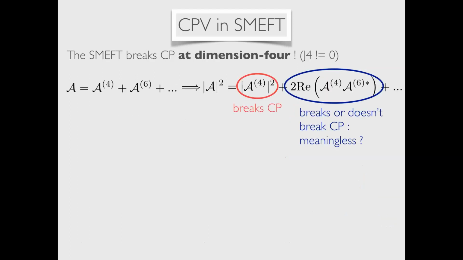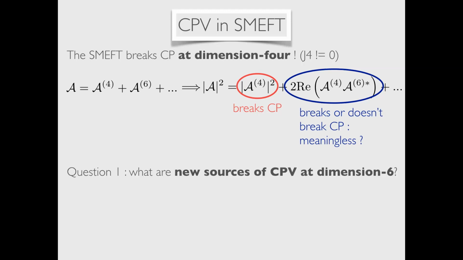So before I go on, you could object that the SMEFT breaks CP already at dimension 4, because we observed that the invariant for CP violation in the standard model is non-zero. So if you have this SMEFT expansion of any amplitude in mind, the first term is likely to break CP. So it would sound meaningless to ask whether the next correction breaks or doesn't break CP.